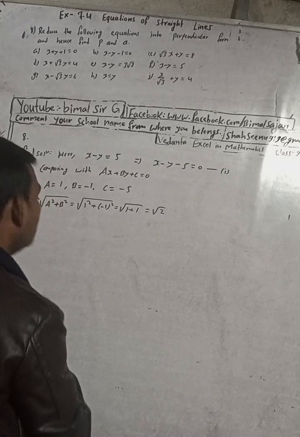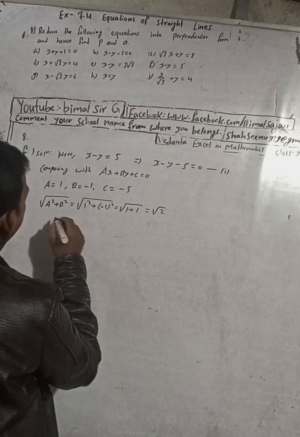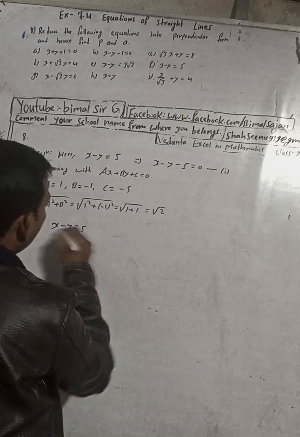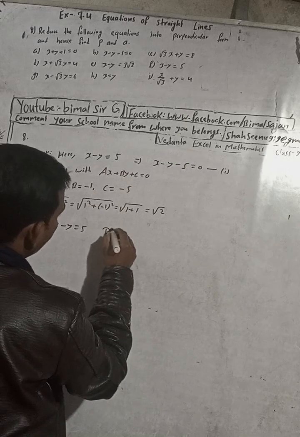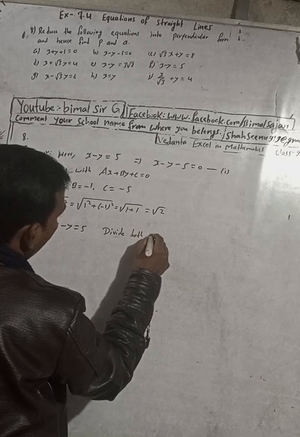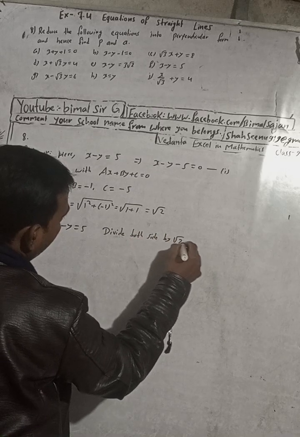What is the next step? Write down this equation, x minus y is equal to 5. Now divide both sides by root 2.